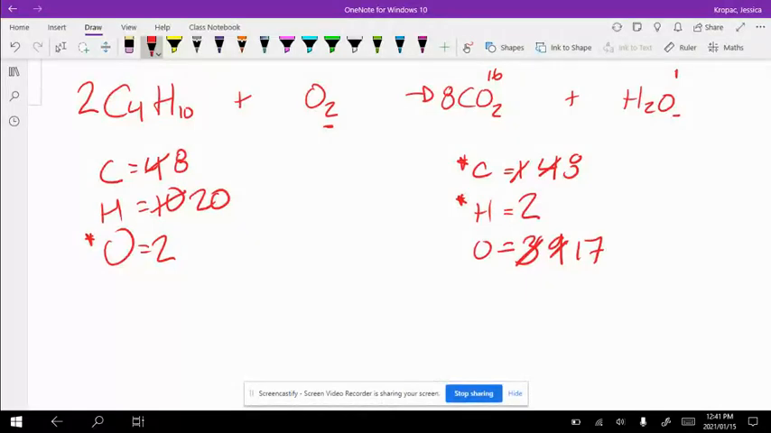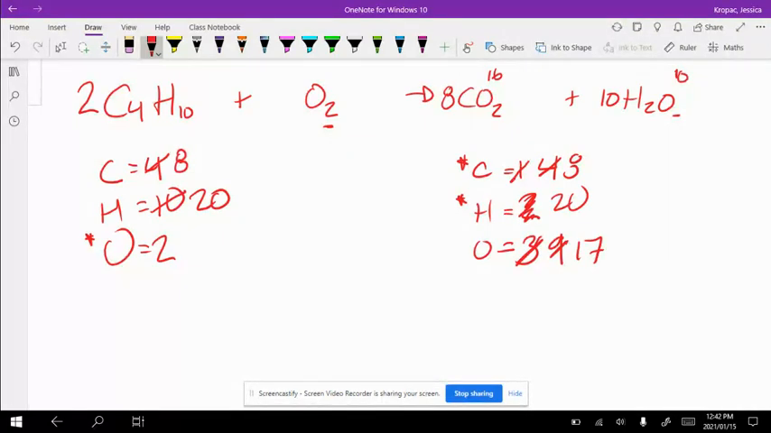So for hydrogen, I now have 20 hydrogens. So over here, I now want to multiply this by 10. Before it was 5. I only had 10 hydrogens before. I wanted to multiply by 5. Now I have 20 hydrogens since I've doubled. That means I need to multiply by 10. So I've got 20 hydrogens, but when I multiply by 10, this now means that I have 10 oxygens.